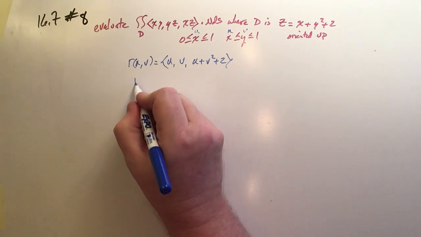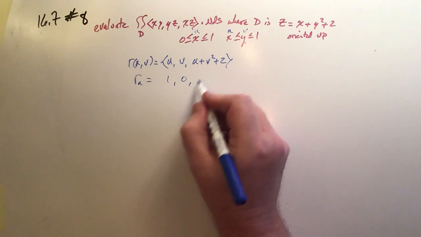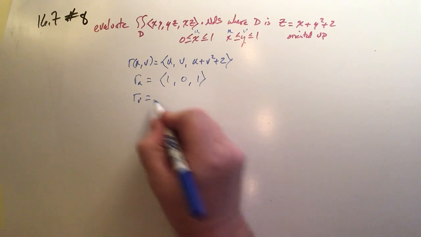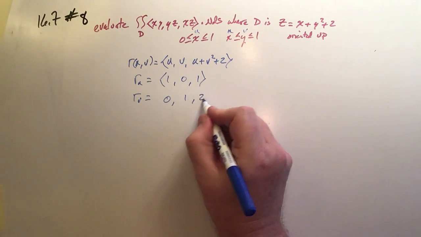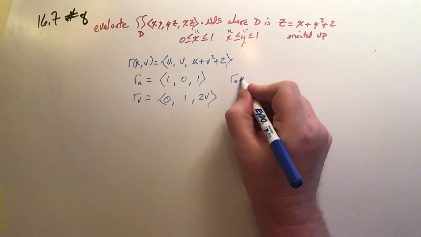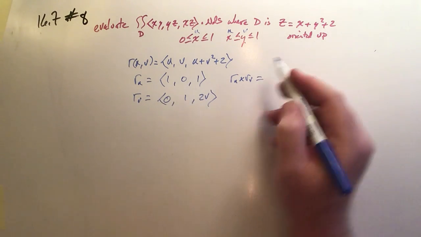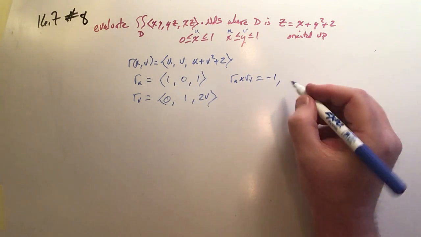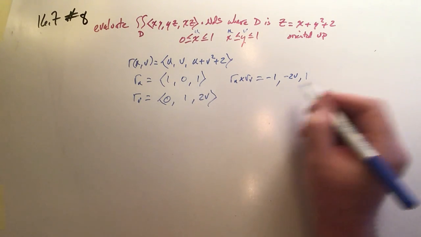Okay, well, let's evaluate our r_u, which is 1, 0, and 1, and our r_v is going to be 0, 1, and 2v. And now we need the cross product, r_u crossed with r_v, and the i component is going to be -1, the j component is going to be -2v, and the k component is going to be 1.